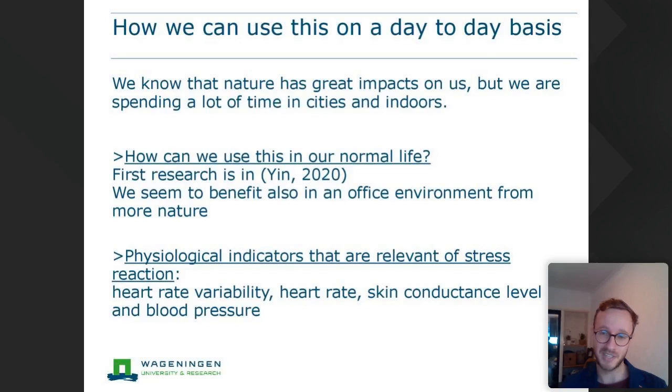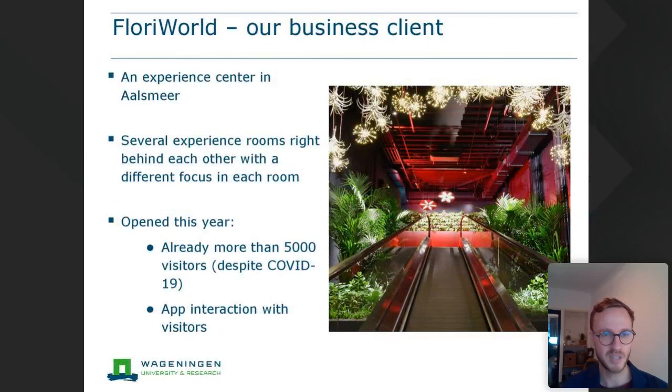This is also something that we are very happy about because this environment is where our business client comes in. We are working with Flory Worlds, an experience center in Aalsmeer, close to Amsterdam, and we've been there ourselves this year in September. It is really nice and beautiful to see how they designed this. They have several experience rooms right behind each other, with a different focus in each room. In some rooms you see just the flowers that are sitting there, and other rooms have more of a natural forest idea.